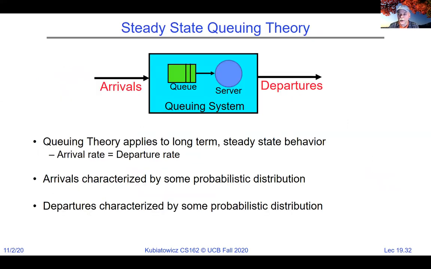Okay, so to finish this off, if you think about queuing theory, we've been leading up to this anyway. You can imagine a queuing system where you draw a box around a queue and a server. You have arrivals and departures. The arrivals on average equal the departures on average, otherwise the system blows up. The arrivals have a probabilistic distribution. The service times have a probabilistic distribution.